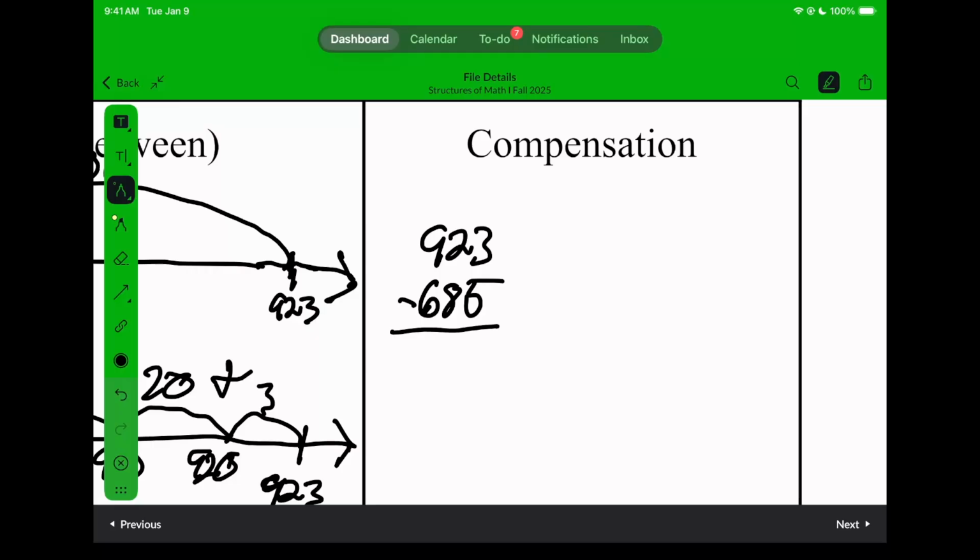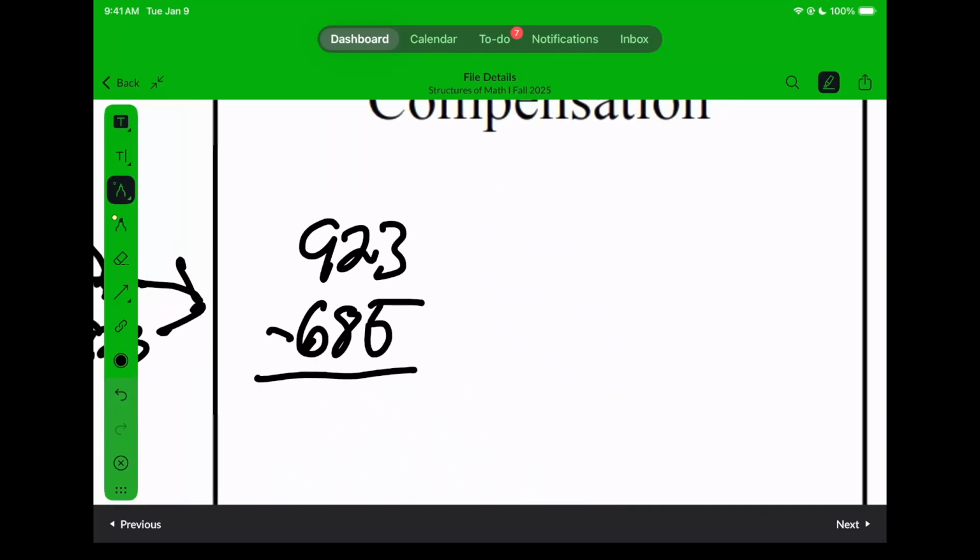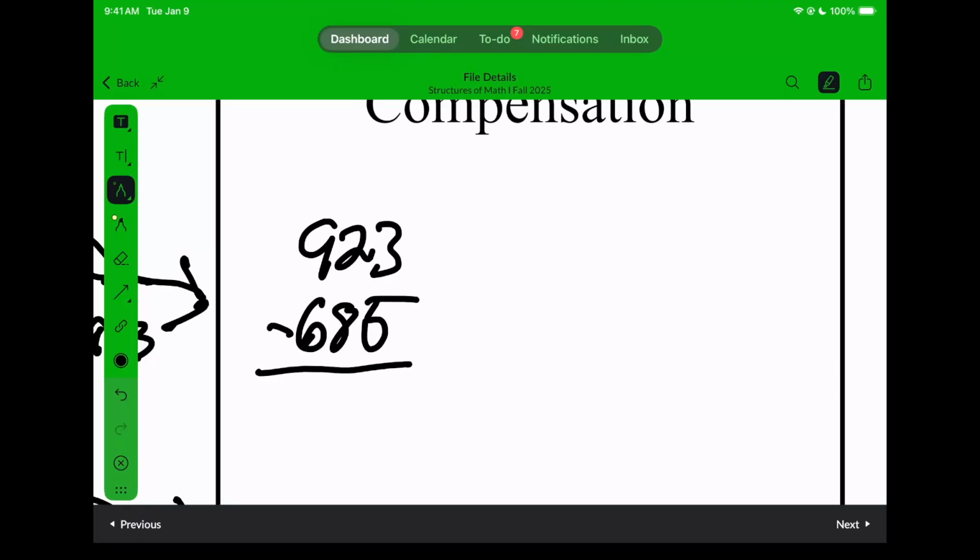So, the big thing you want to look for in order to do compensation is how to get the top number to be larger than the bottom number. Peak would be a bunch of 9s, because 9 is the highest digit. So if you have 9s on top and then something less on the bottom, like 8s, you're chilling. No borrowing there.